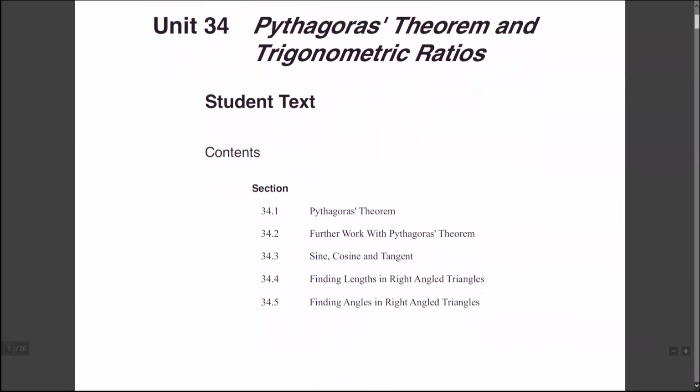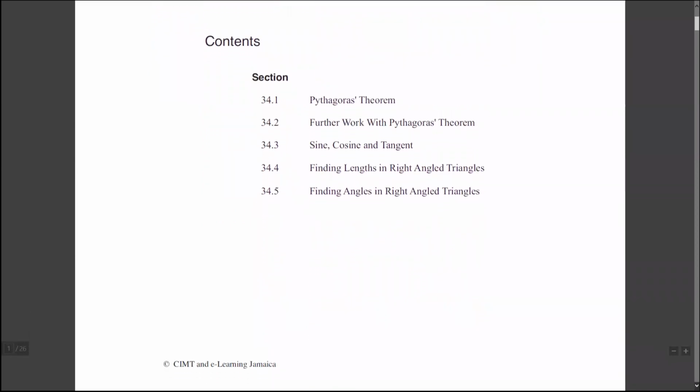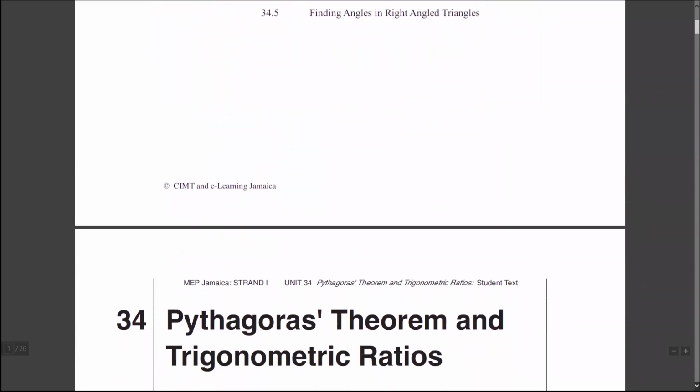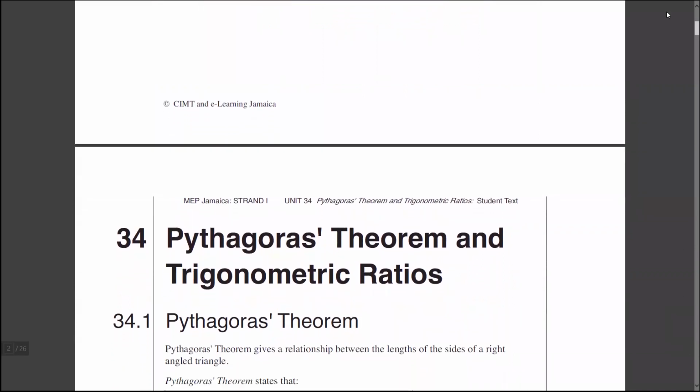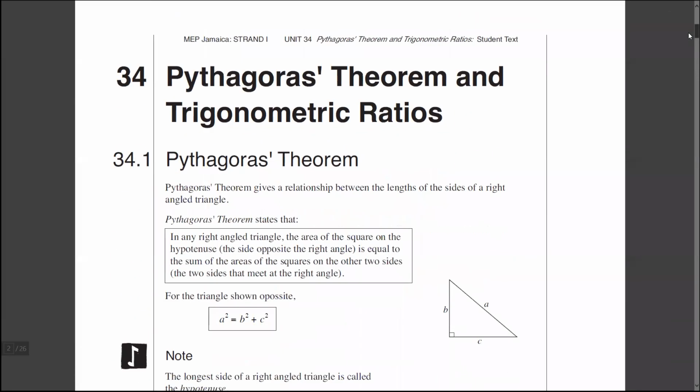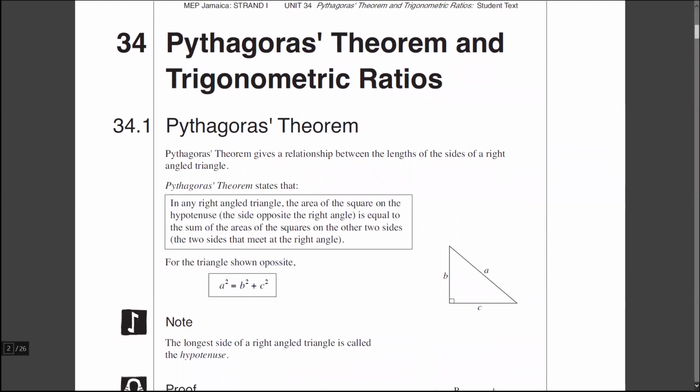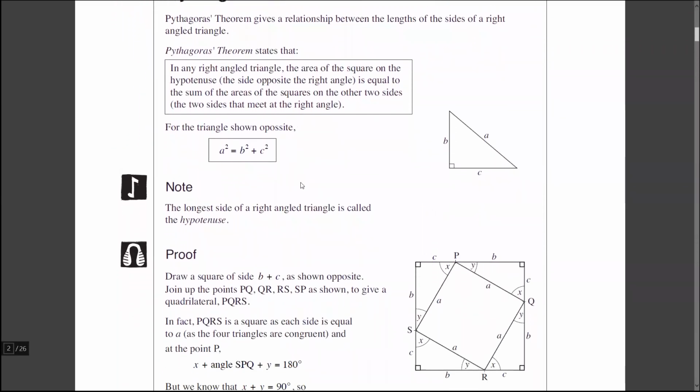All right, so we're going to do some Pythagoras and then sine, cosine, tangent. So let us start. Pythagoras theorem basically gives a relationship between the lengths of the sides of a right angle triangle. You would have been familiar with this formula: a squared equals b squared plus c squared.